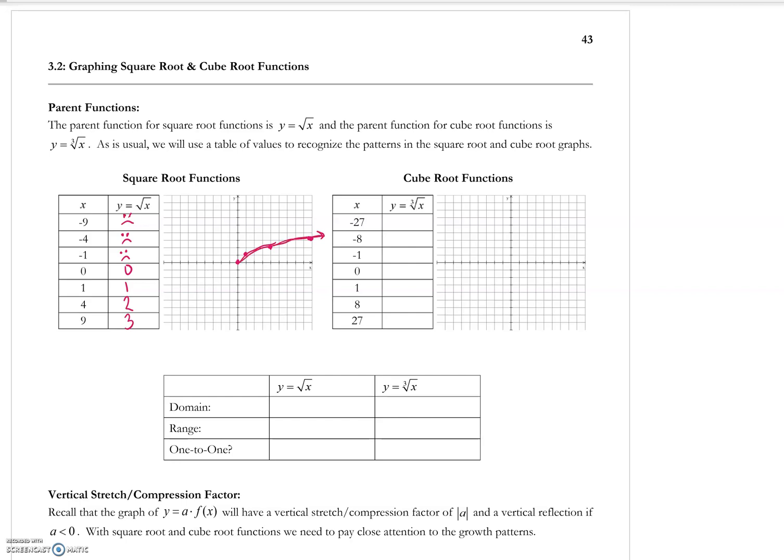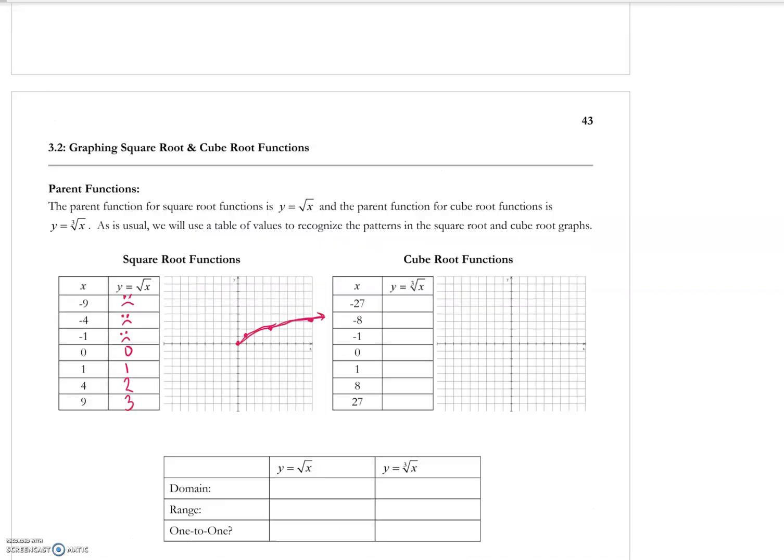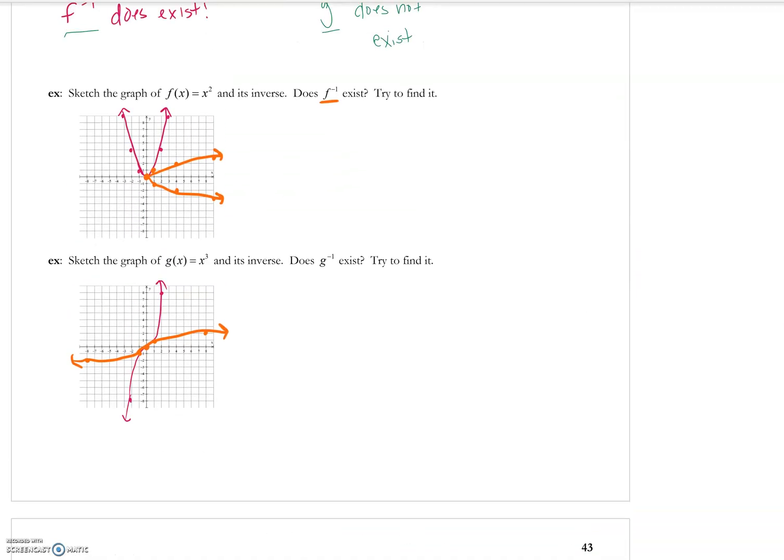So if we remember back from section 3.1, when we were talking about inverses, when we took the inverse of this x squared function, we got this non-function inverse relation. So what we're really graphing when we're graphing the square root of x is just this top section of that inverse function.